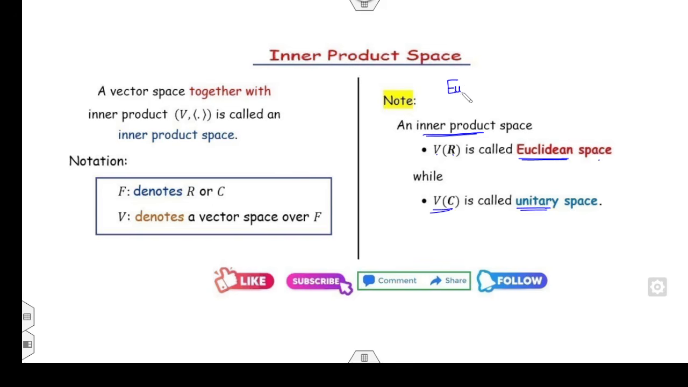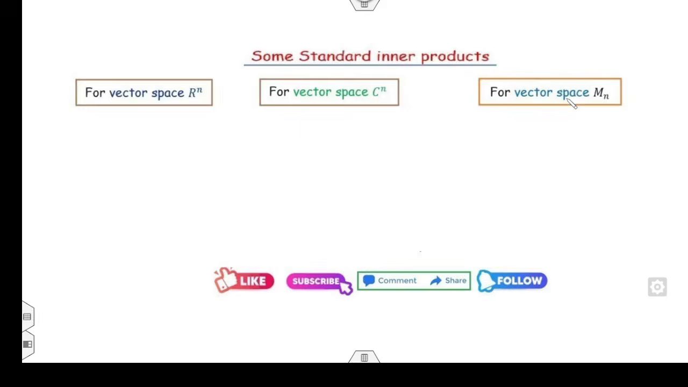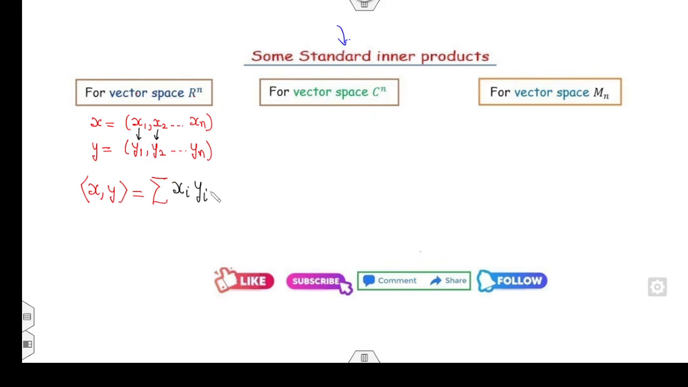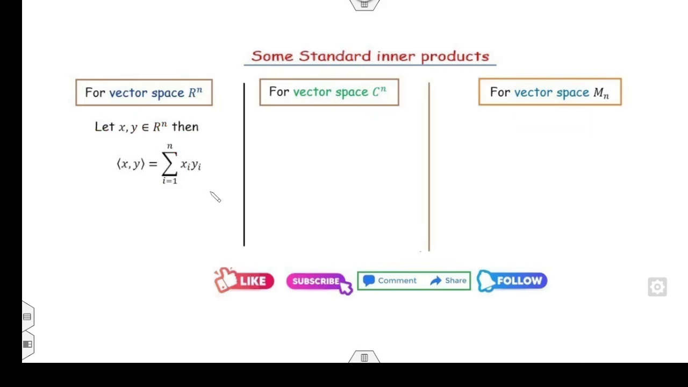So whenever we discuss in our future lectures what we call a Euclidean inner product space, it is quite obvious that F is nothing but R. Now, some of the standard inner product spaces: because my vector is in Rn, if I choose two vectors x1, x2 up to xn, and y1, y2 up to yn, then the standard inner product over Rn, because it's a generalization of the dot product, is the dot product of x and y, the sum of xi yi. Fine. That is a standard generalization of the dot product.